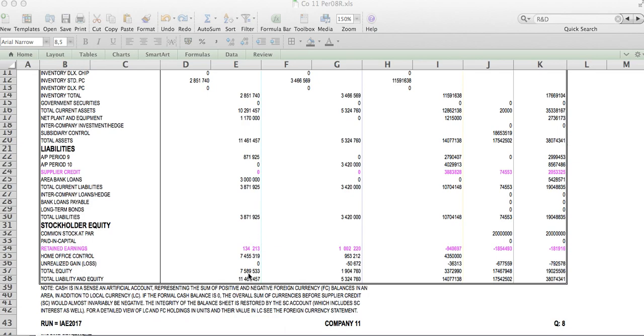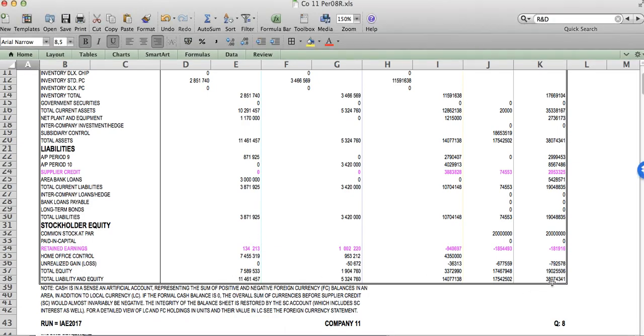Total equity is the sum of everything, and then of course total liability and equity, which is by definition equal to the total assets. Total assets here are 38 million, and total liability and equity here are 38 million.